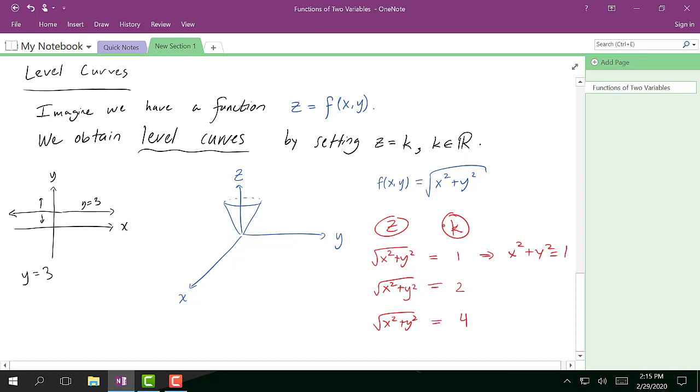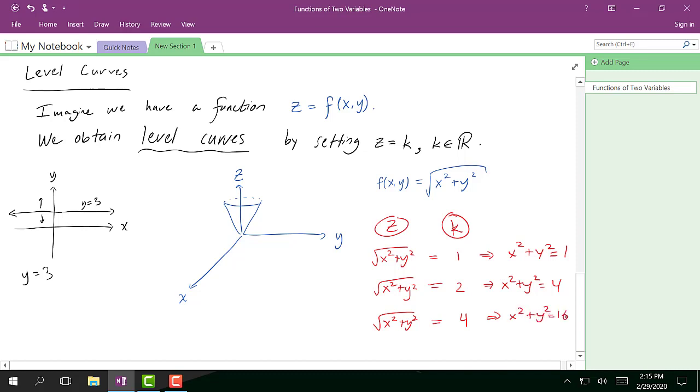Right, so I'm setting them equal to each other. What I'm getting are these functions, right? And so when I get the equations, the second one's going to be x squared plus y squared equals 4. And the last one's going to be x squared plus y squared equals 16.